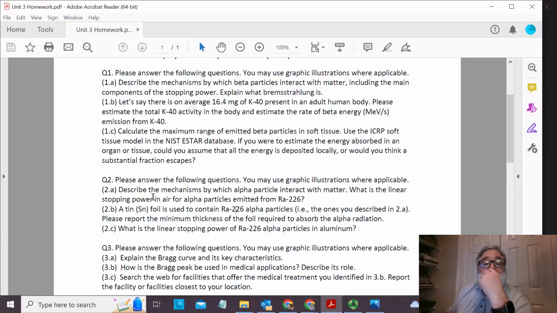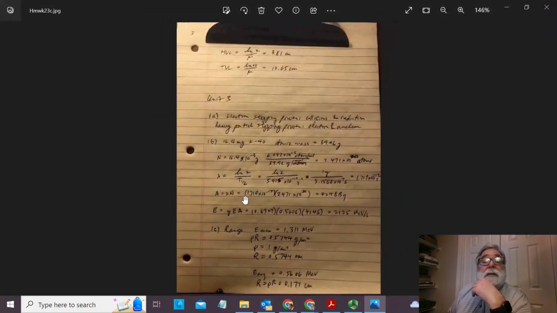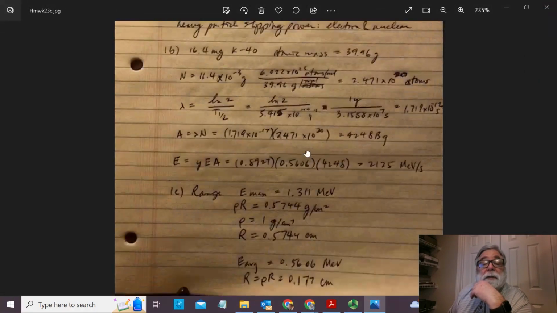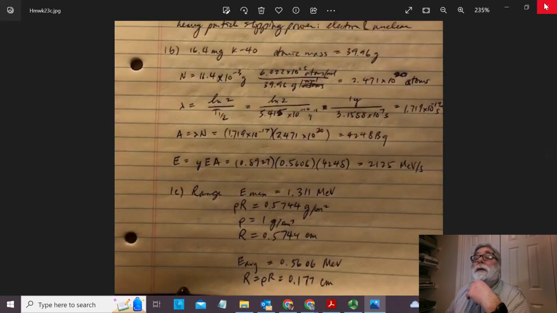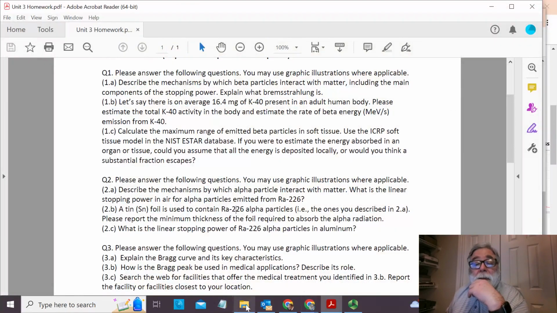Okay, now let's go on and look at radium. This is unit 3. We will go on and look at the next one, which is homework 3, page 4.